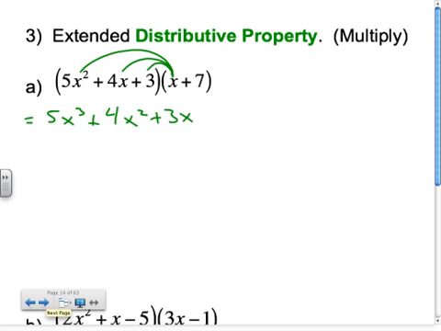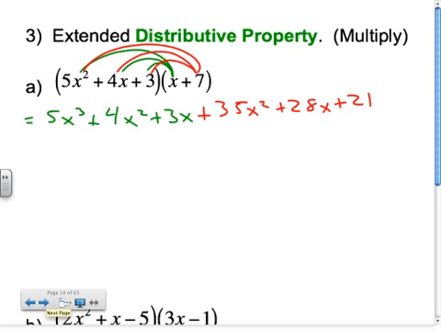And then I have to take the 7 to every single guy inside. So 7 and 5x squared makes 35x squareds. Okay? 7 and 4x makes positive 28x. 7 and 3, positive 21. And then again from here, identify your common terms.